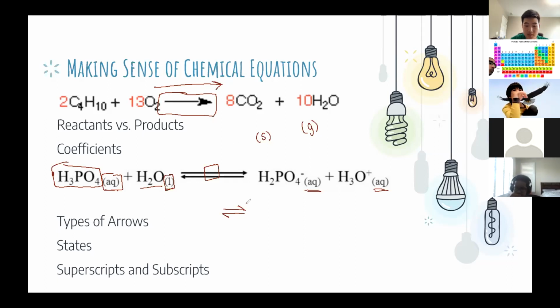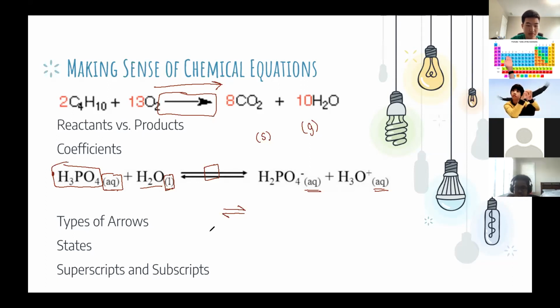But if you have this double arrow, depending on how you manipulate what kind of environment the reaction's in, which we might talk about later in this course, but definitely not now, you can force it to go right or left, but it can definitely go either way.